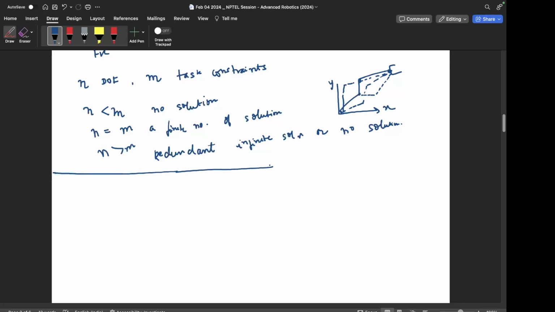So that is about the number of solutions for an IK problem, and just by looking at the degrees of freedom and the task constraints, you can tell how many solutions you can expect for that IK problem.